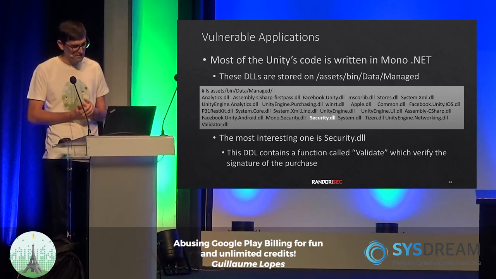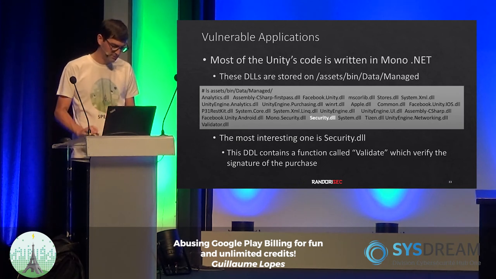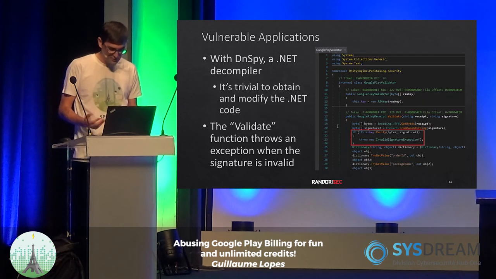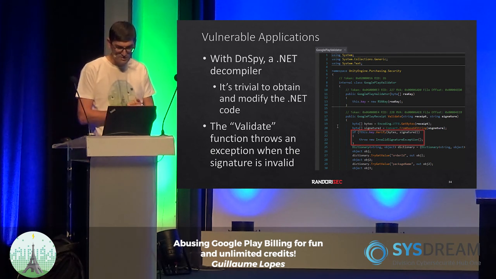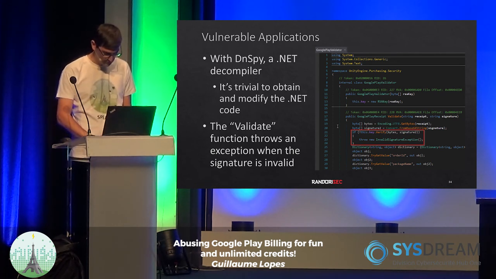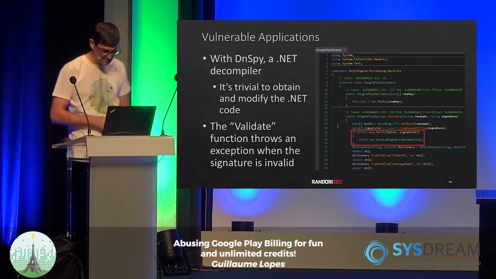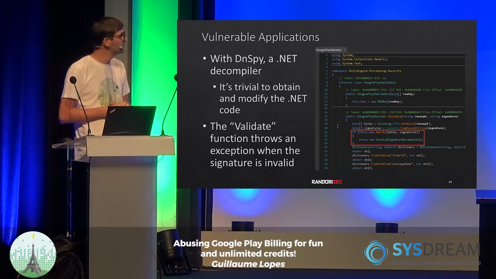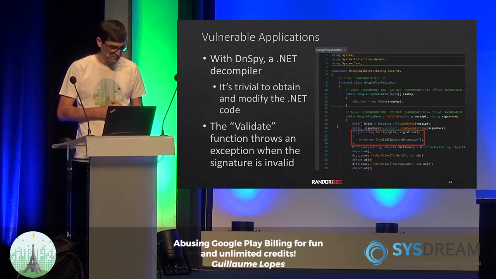If you look at this DLL, there is a function called validate with the same purpose as the verify purchase method I showed you before, which validates the signature of the purchase. We can use a well-known tool called DNSpy, which is a .NET decompiler, so we can obtain the C# code without any issue. In red here, you can see that if the signature verification is not good, an exception is thrown called invalid signature exception, and so the payment is not done.